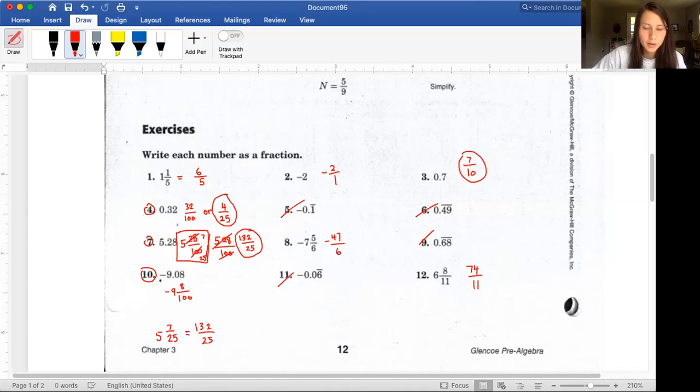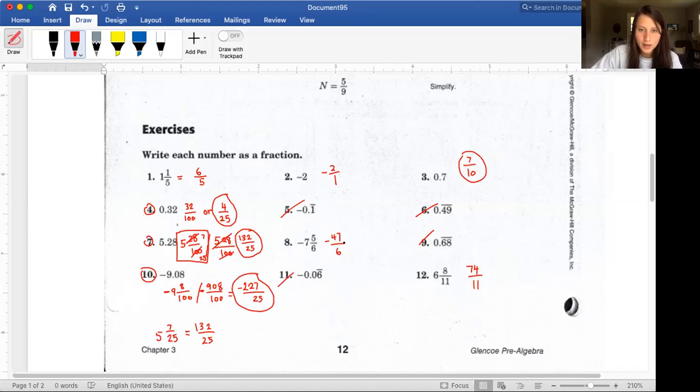So let's take a look at number 10. Now don't forget this little negative on the side. But out here, you could have written it as 9 and 8 over 100, or you could have written it as 908 over 100. Okay, and then that's negative, okay? And so when you simplify this all the way, it actually becomes negative 227 over 25. So that is your final answer. But don't forget to simplify it, okay?